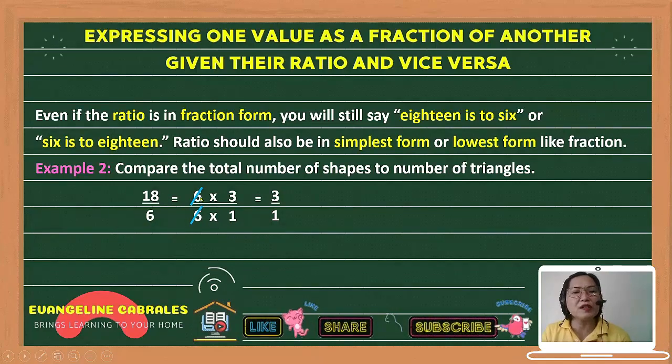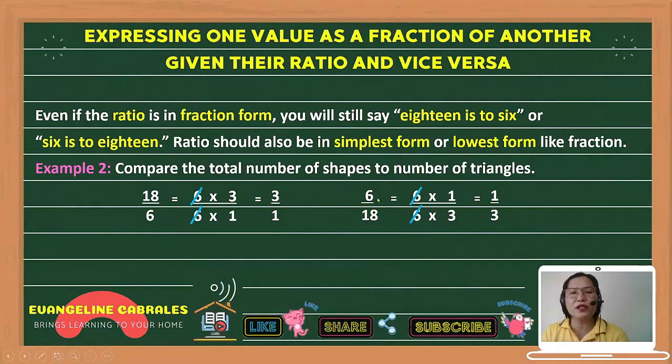So, since their greatest common factor is 6, you will just cancel them. Matitira syempre, or if you divide 18 by 6, the answer is 3. If you divide 6 by 6, the answer is 1. So, the simplest form or lowest form of 18:6 is 3:1.